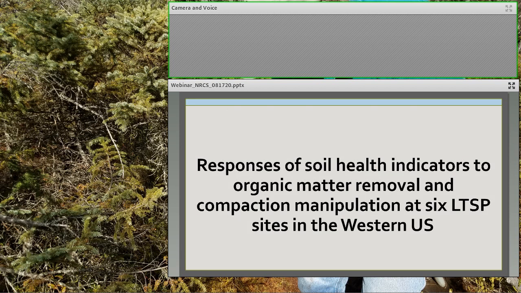So now let's move on to the portion of research: the responses of soil health indicators to organic matter removal and compaction manipulation at 6 LTSP sites in the western U.S. As I mentioned, long-term studies are less prevalent in the published research than studies investigating the immediate impacts of disturbance in the community. In our experimental portion of this research, we wanted to investigate how soil health, especially properties generally related to the health and activity of the soil microbial community, would be impacted by a specific and widespread disturbance after at least 15 years.